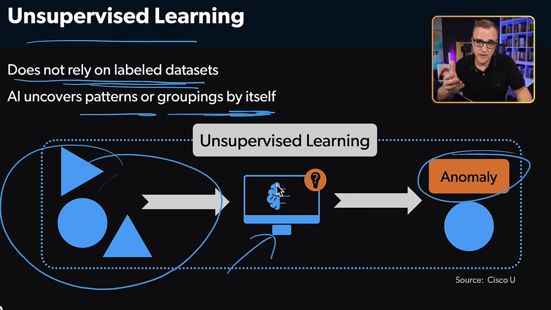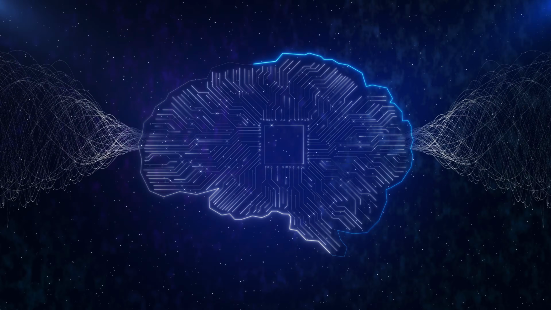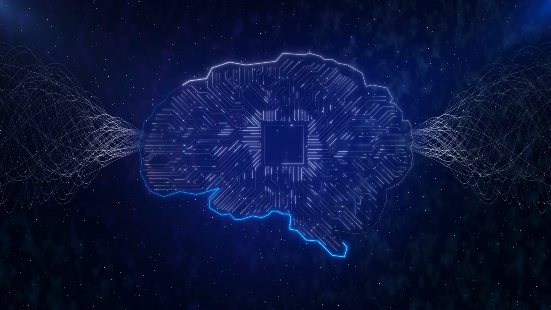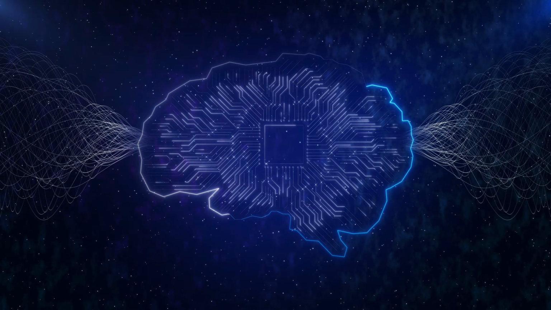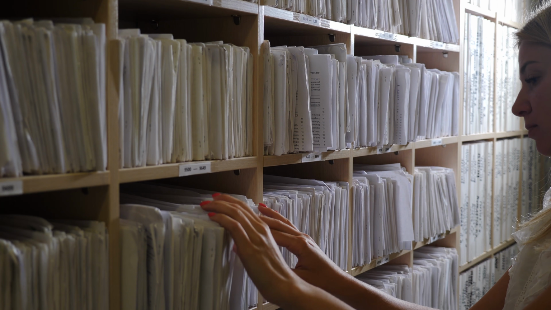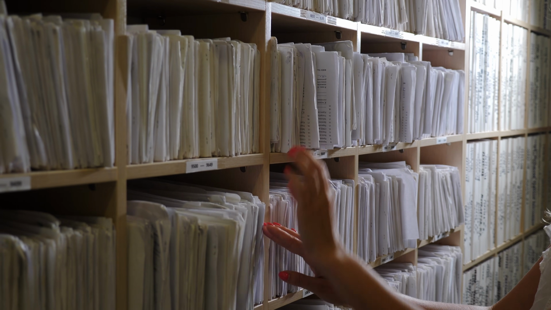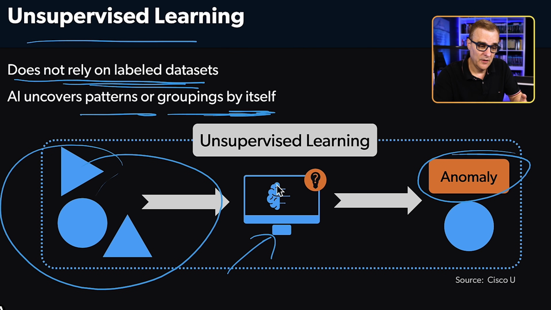So again, with unsupervised learning, we are not relying on pre-labeled data. Rather than doing that, the algorithm is given the freedom to sift through the data and uncover patterns or groupings by itself without human intervention. This is really useful, once again, in networking for looking for anomalies. So looking for traffic that's malicious, as an example.